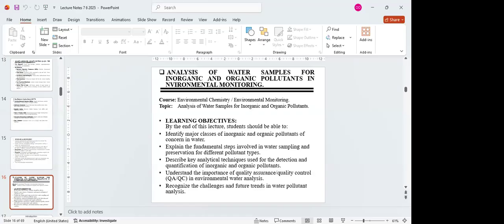Our next class will be looking at analysis of water samples for inorganic and organic pollutants in environmental monitoring. However, at this point, I want to call up for responses, concerns. We just have 10 minutes to go, and we'll wrap up this class while we wait for our next class to look at other things. Thank you very much.